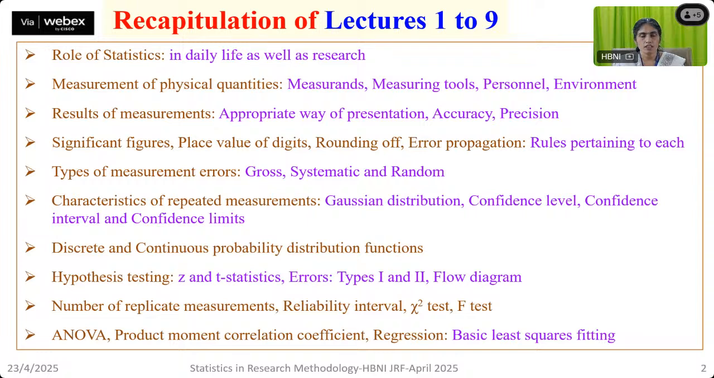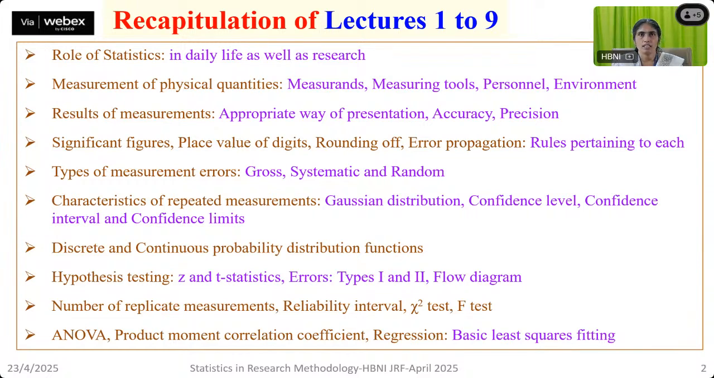For that, we have understood the properties of Gaussian distribution in detail and applied it to understand the characteristics of repeated measurements. Further, we went ahead to understand confidence level, confidence interval, and confidence limits of the mean value, which is the measured value, so that we can encompass the true value within the specified limits. Later on, we discussed the discrete and continuous probability distribution functions and their properties applicable for the utility in terms of statistics. Further, hypothesis testing.